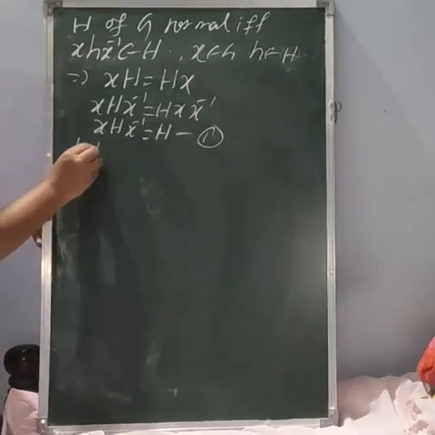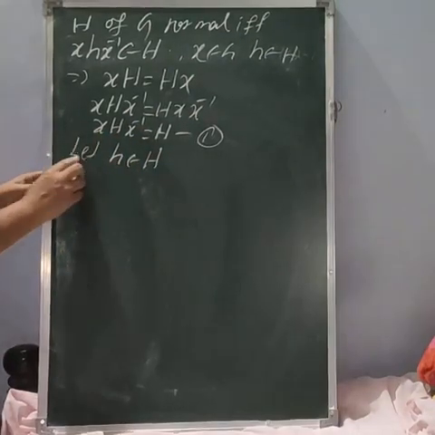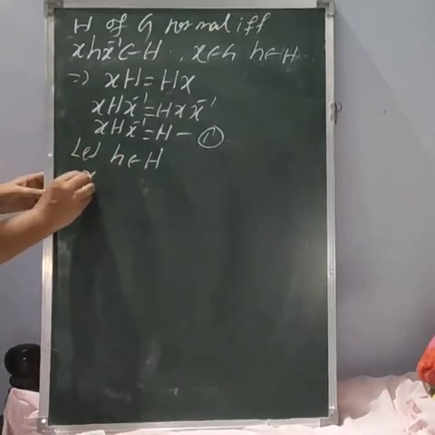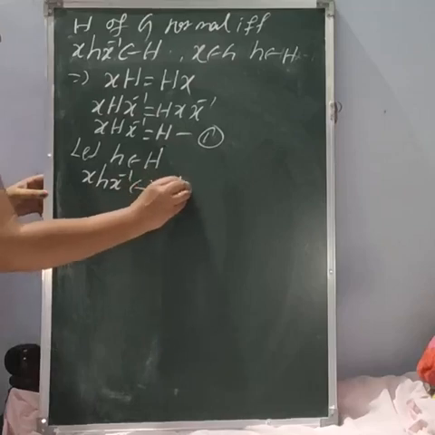Now what is given? h belongs to H. This is given. Multiply x and x inverse on both sides. So what we will get? x h x inverse belongs to x H x inverse.